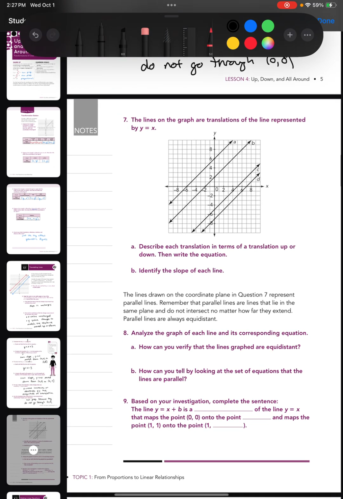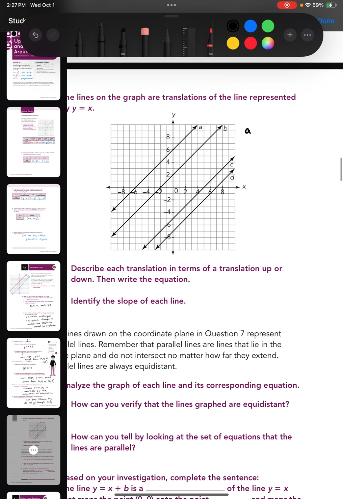All right, on number 7, the lines on the graph are translations of the line represented by y equals x. So A, describe each translation in terms of translation up or down, and then write the equation. For line A, I'm going to label them out here. That line has been translated 6 units up. We see a y-intercept of 6. So we have y equals x plus 6.